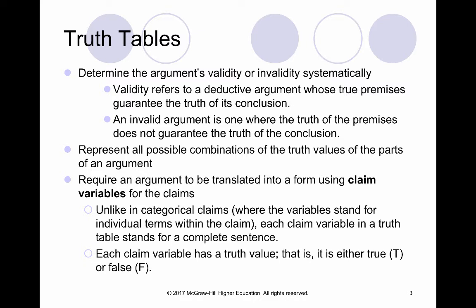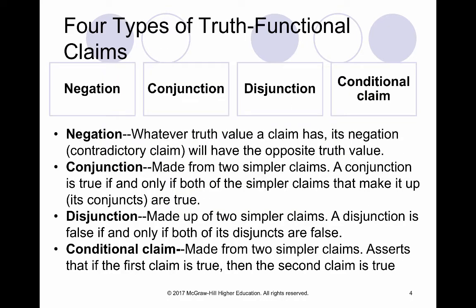Unlike categorical claims, where you use letters, also known as variables, to represent individual terms within each claim, in propositional claims you use variables to represent entire claims. And each claim variable has a truth value. In other words, the claim itself is either true, which we represent with T, or false, which we represent with F. Now, in order to use truth tables, you have to understand the 4 different types of claims that you'll be using. The first type is negation.